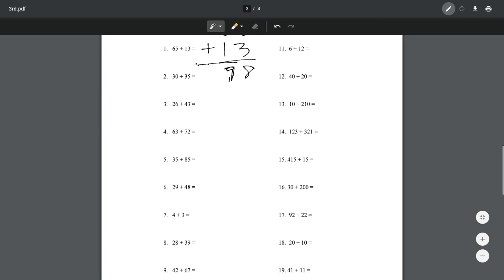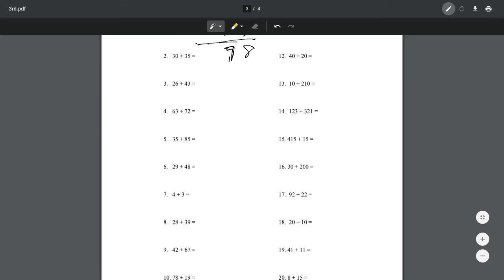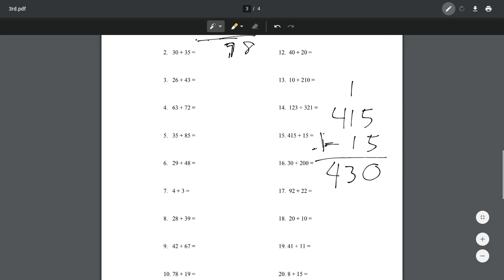I'll go over number 15 as well. 415 plus 15. Start with the ones. 5 plus 5 is 10, but because 10 is a 2-digit number, we leave the ones place value down, and then we bring the tens place value up to the next number. And then we do 1 plus 1 plus 1, which is equal to 3, and then bring down the 4. So for number 15, your answer is 430.